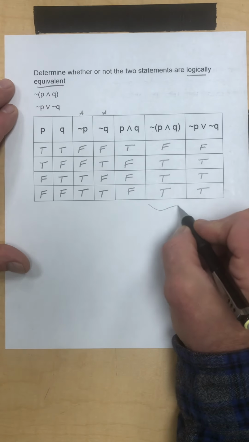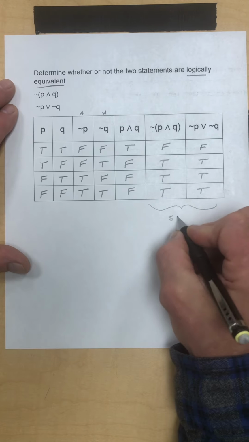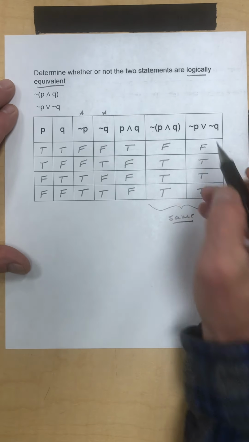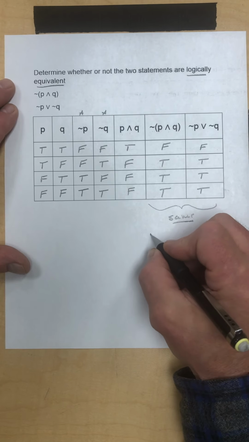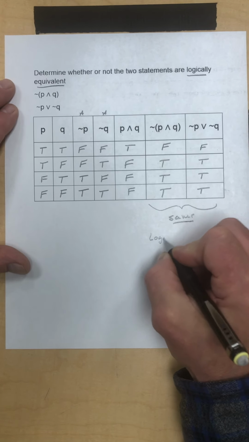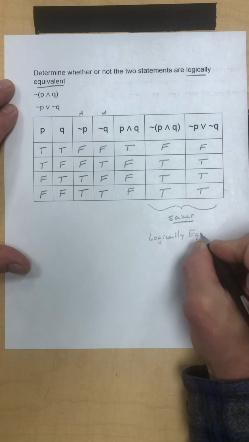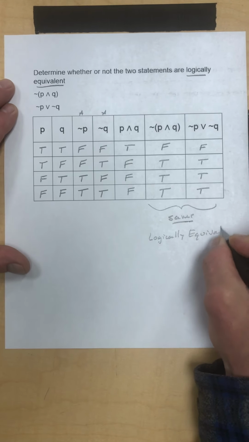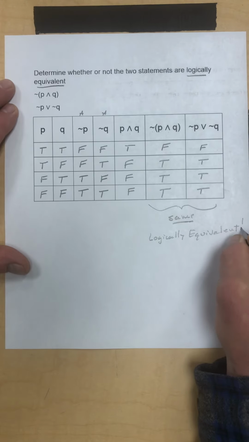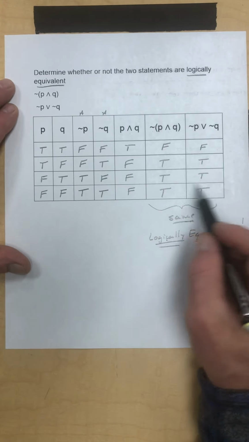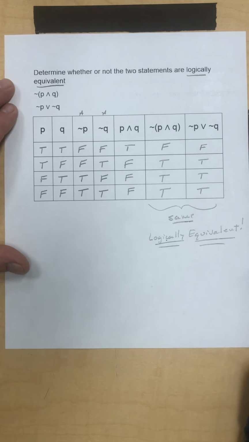So if we look here, notice they're the same. That means that these two statements are logically equivalent. If these two columns were not exactly the same, then they would not be logically equivalent.